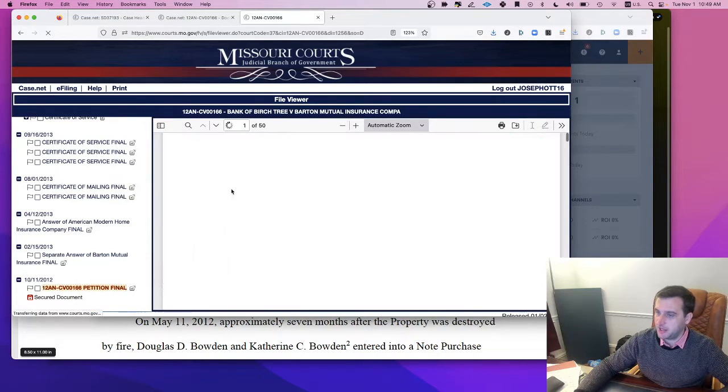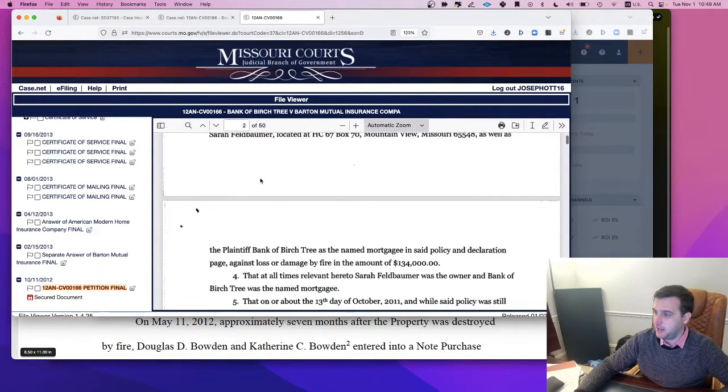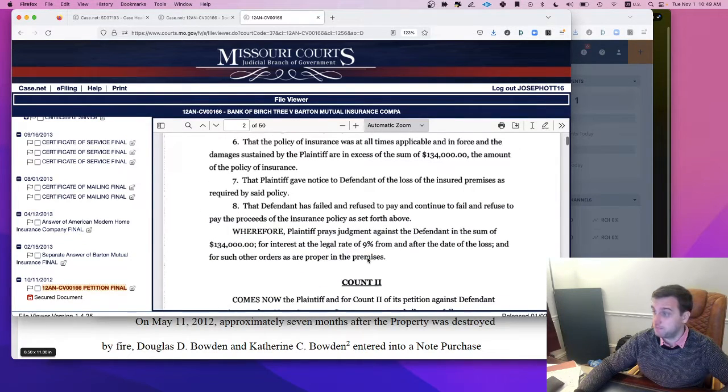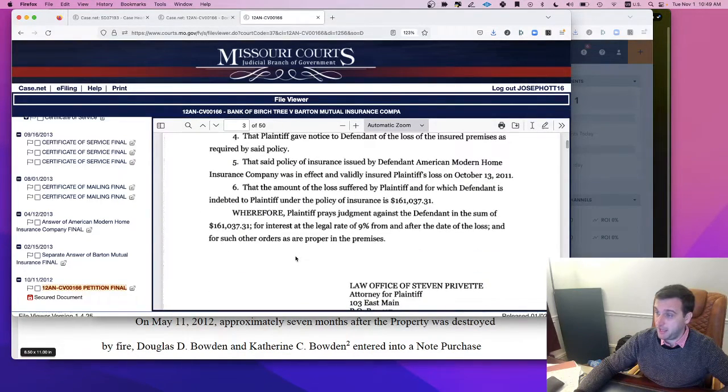Basically, the allegation in this case is that the defendant issued a policy of insurance on the property, and the property was insured by the defendant insurance company, and that after the house was destroyed in the fire, the insurance company has not paid the amount owed for the value of the property.